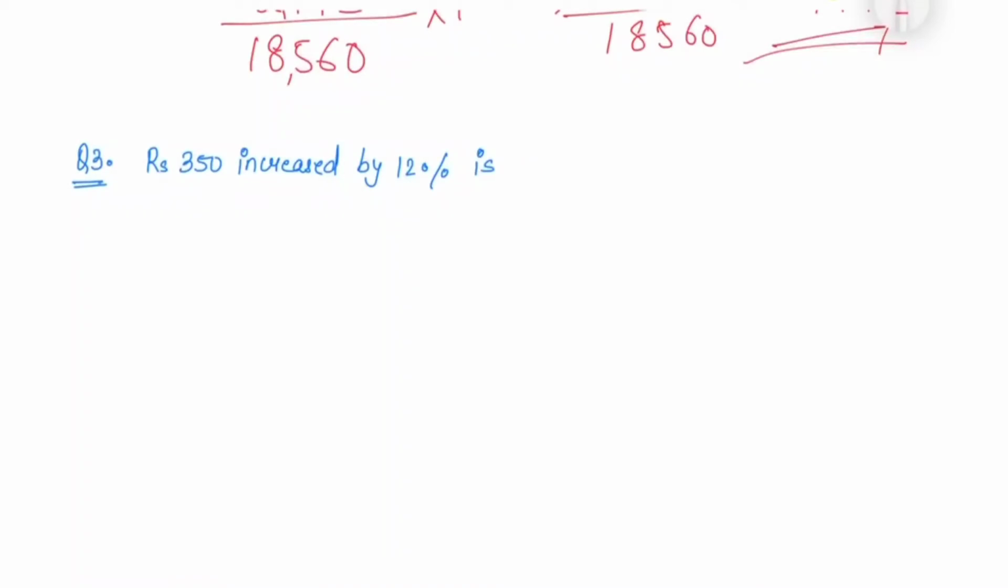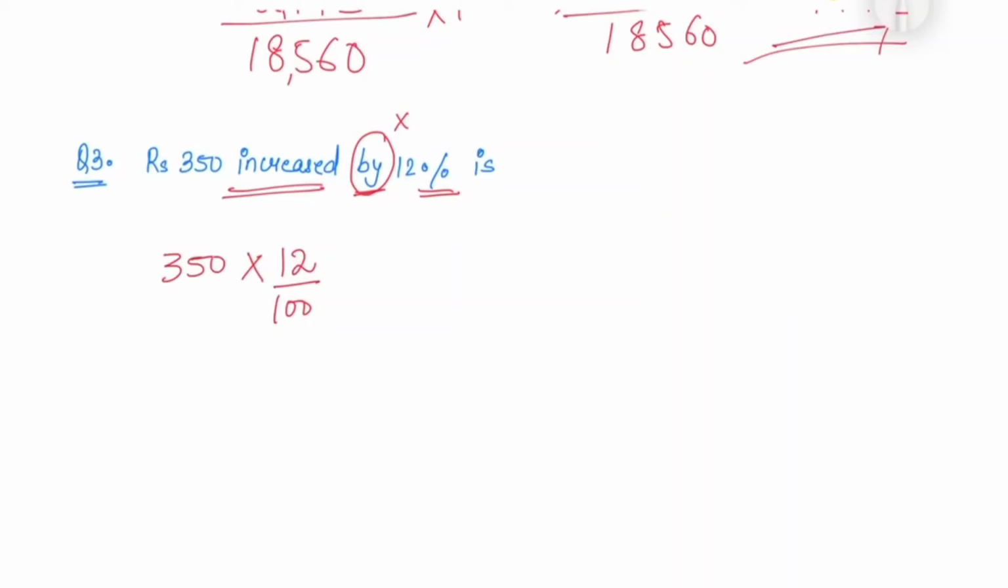Basically what you have to do is, it's asking about increase, right? So you will just write the number, that is 350, and I already told you that "by" always means multiplication. Okay, so increased by 12% means 350 multiplied by 12. Now percent means, I told you already, 100, so we do over 100. Okay, now just calculate it.